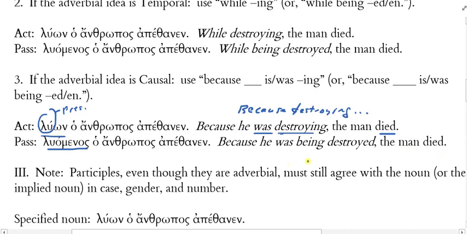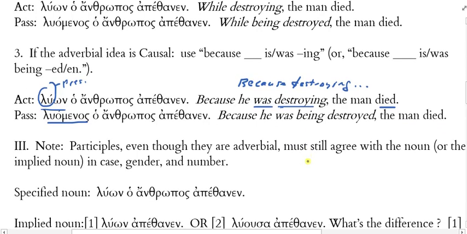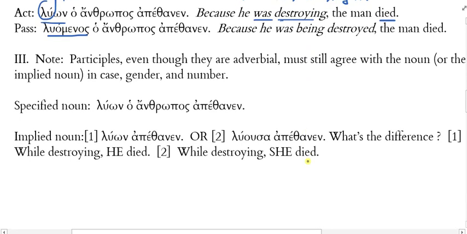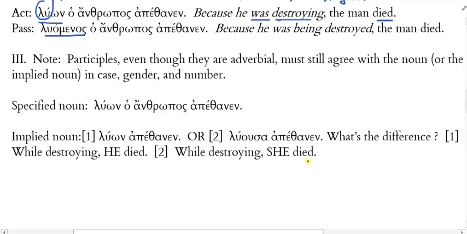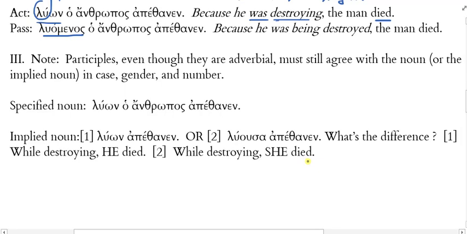Questions here? All right. Note, participles, even though they are adverbial, must still agree with the noun or the implied noun in case, gender, and number. So we have an example here in my handout of a specified noun, an explicit noun, luon ho anthropos. So what case, gender, number is ho anthropos?